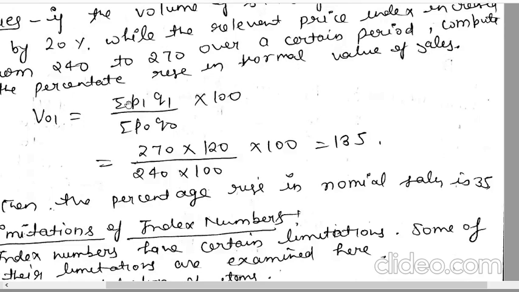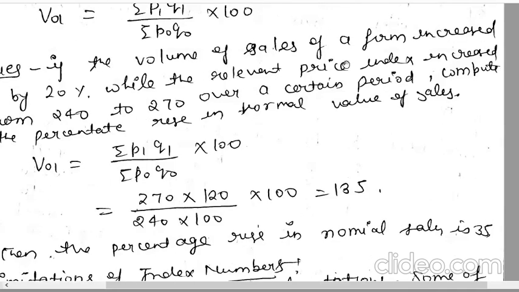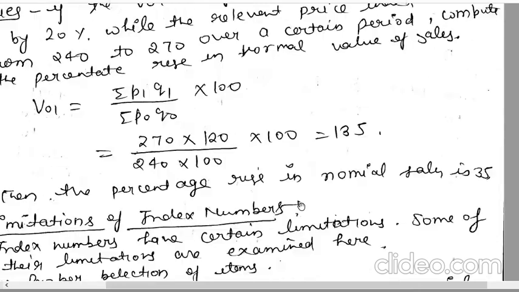So compute the percent rise in nominal value of sales. Nominal value of sales means the value index number formula will be applicable here. So V01 means summation P1 Q1 upon summation P naught Q naught into 100. So P1 is given as 270, P naught is given as 240, and if the volume of sales of a firm increased by 20%, right? That means the total will be 100 plus 20. So 20% means 120 upon 100 into 100. So the total answer is 135.